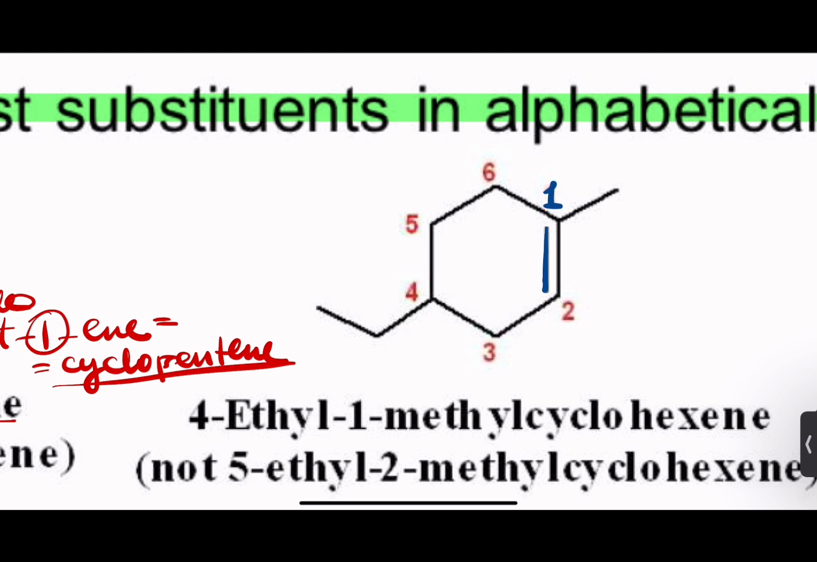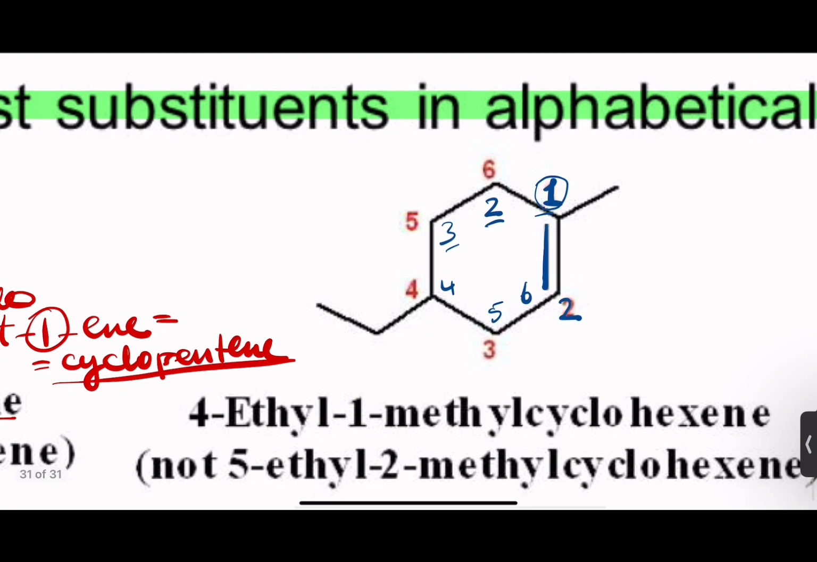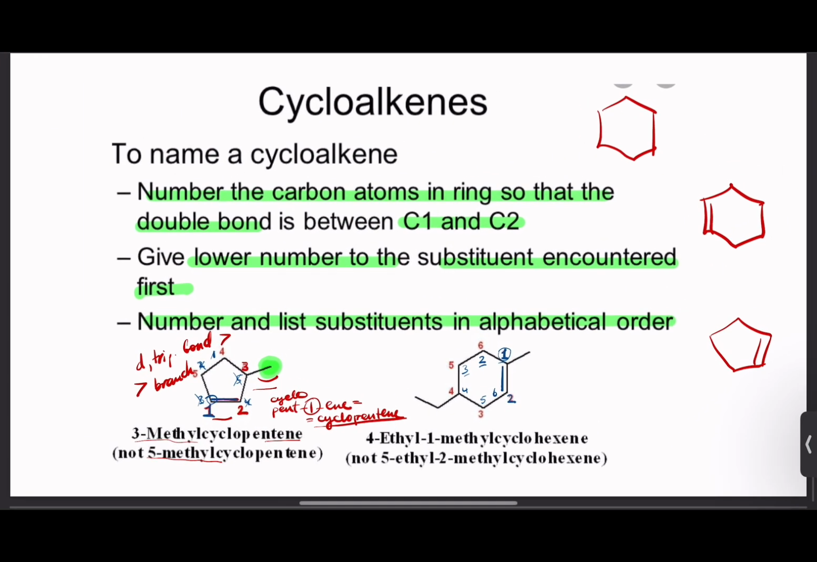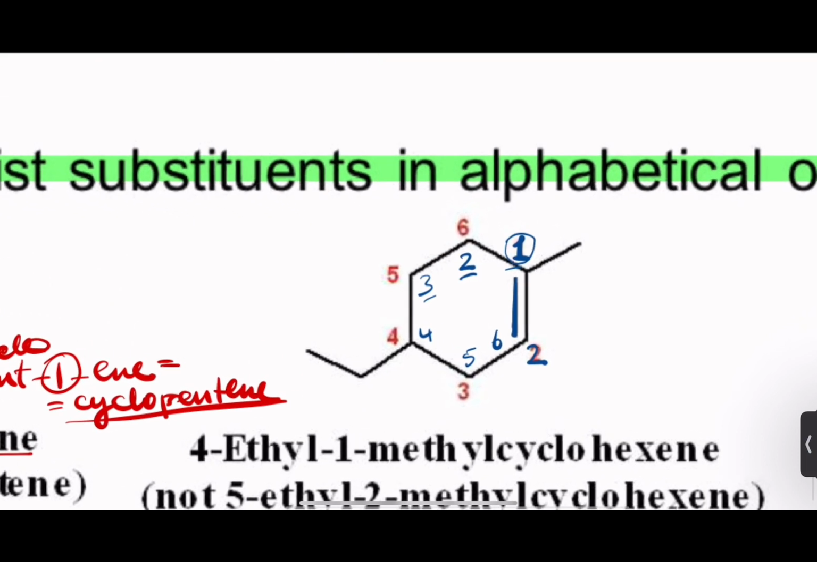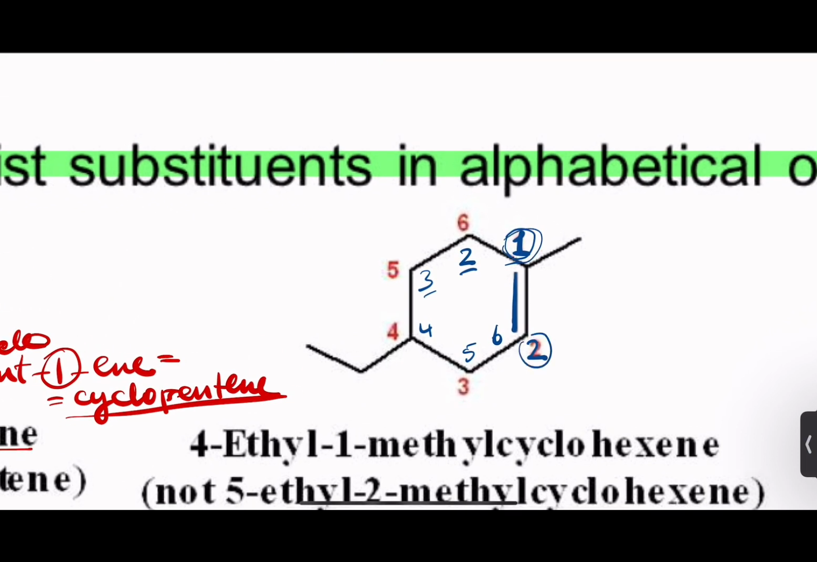But you see, I didn't go 1, 2, 3 this way. I started where the double bond started, and then I continued where it finished. So I put 1, 2, 3, 4, 5, 6. I didn't go the other way, because of my double bond, you see this rule: number the carbon atoms in a ring so that the double bond is between first and second carbon. So you see it's here, in between first and second carbon.